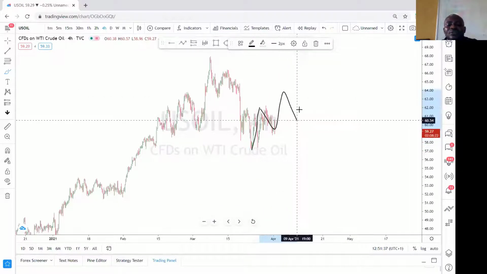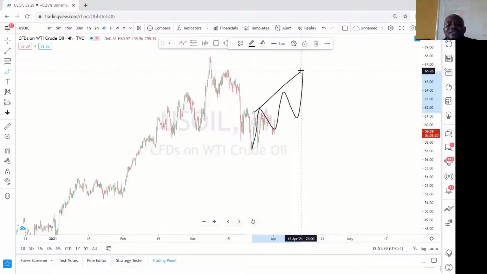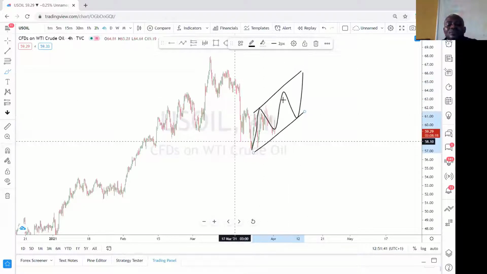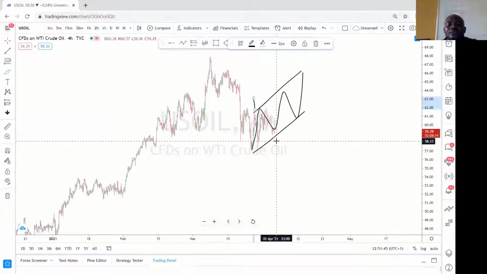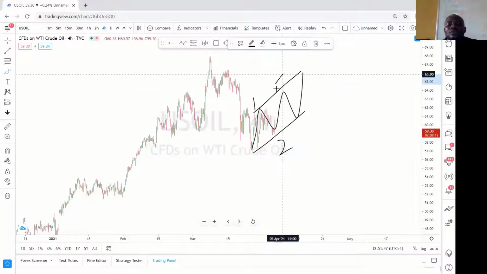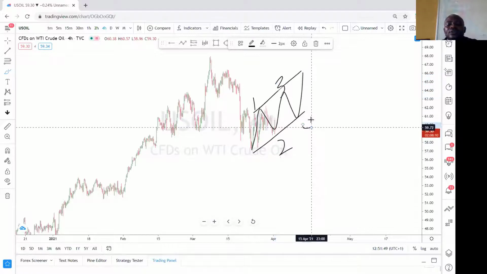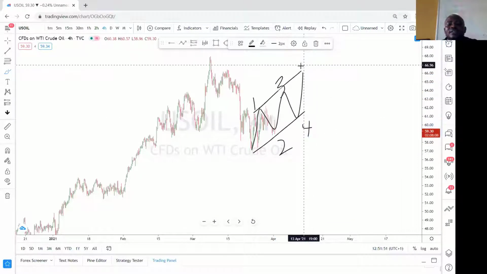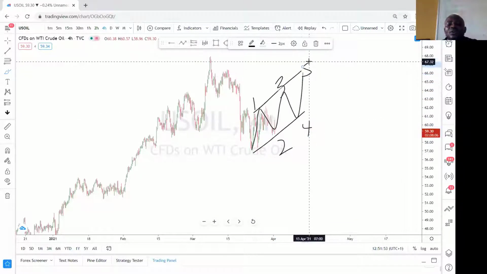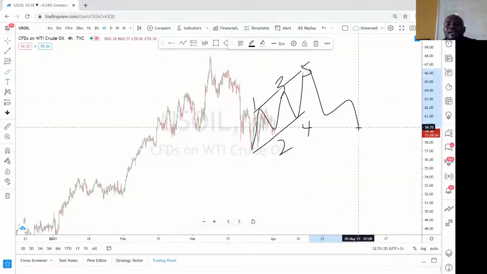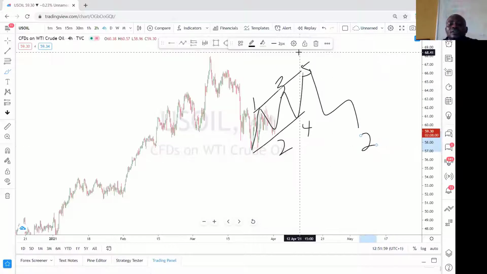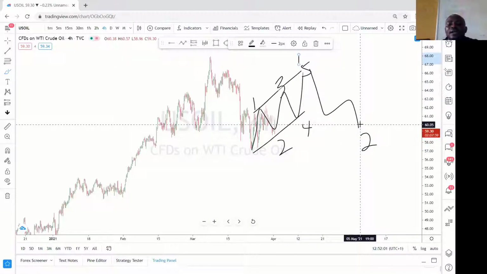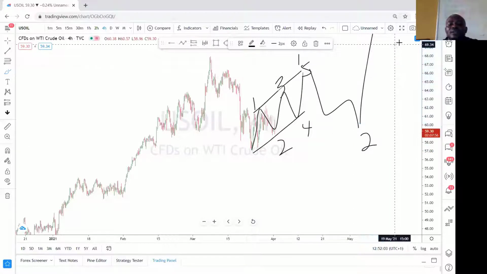1, 2, 3, 4, 5. If this is a leading diagonal, then bye-bye to downside. Downside will not come. If you have 1, 2, 3, 4, 5, this is a leading diagonal in wave 1. All you just need to do is break down in 3 waves to make a wave 2. This leading diagonal here, wave 1, wave 2, and then move to the upside to get wave 3.